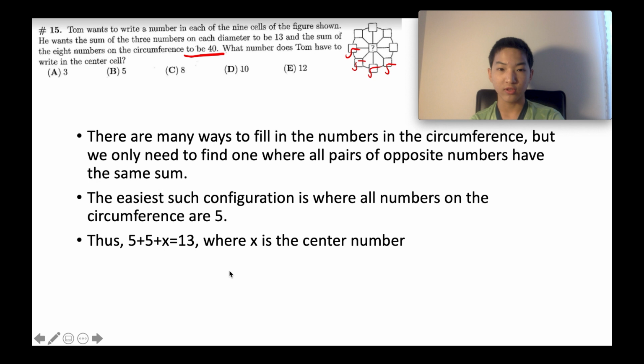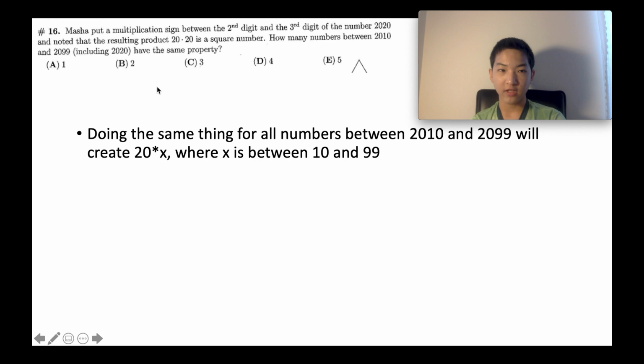So doing the same thing as Masha did for all numbers between 2010 and 2099, we'll create 20 times x, where x is between 10 and 99. Because essentially what you're doing is, let's say you have 12, you're just putting a multiplication sign here, and then we have 20 times x. In this case, x is equal to 12. And then we have all x between 10 and 99, because the first two digits will always be 20, because it limits it here between 2010 and 2099.